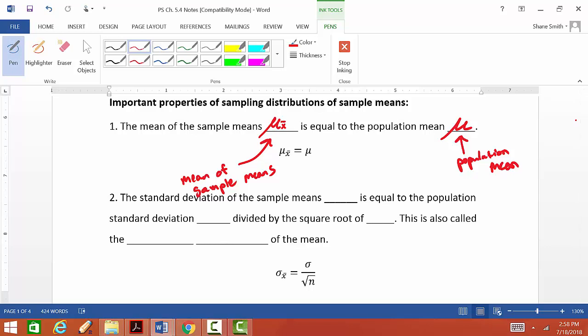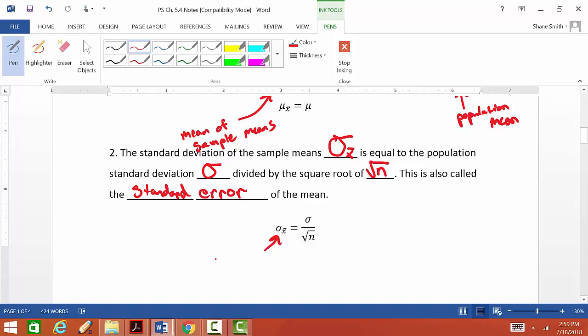Okay, next we're going to talk about standard deviation. Now, standard deviation does not stay the same. The standard deviation of the sample means is equal to the standard deviation of the population divided by the square root of n. And this is also called the standard error of the mean. So the standard error of the mean, which is sigma sub x bar.